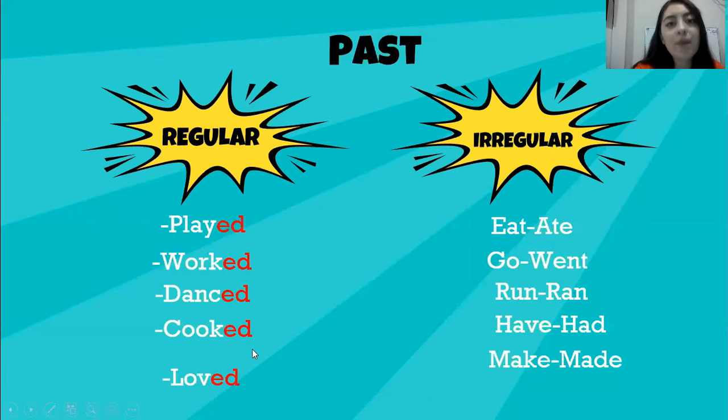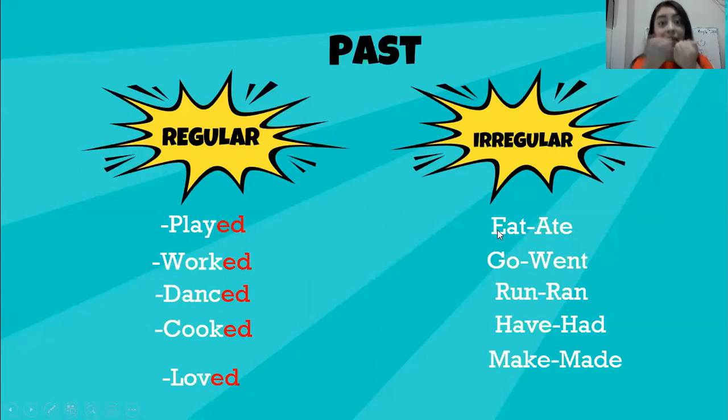So if you have a verb ending in ed, you know that that is in past and that is regular, okay? As you can see, we have the same form of the word. But then we have the other kind of verbs that are the irregular. These verbs, remember, change their form, okay? As you can see here in the regular, they don't change. But in the irregular, they change.